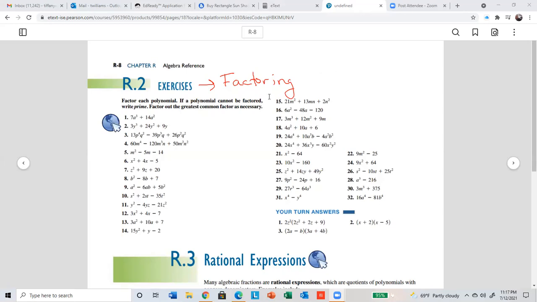So one of the things, let me just go over this right quick. They're asking us to factor each polynomial, and if a polynomial cannot be factored, write prime. We want to factor out the greatest common factor as necessary.